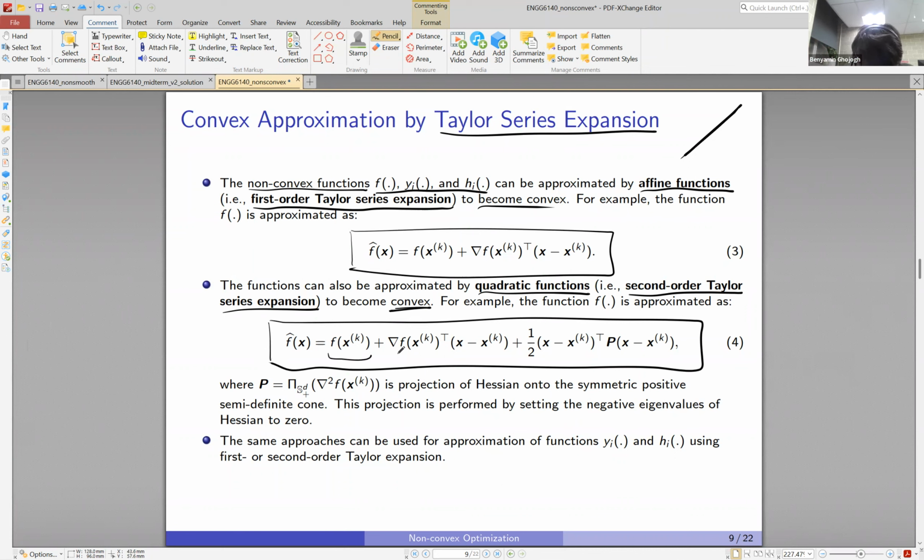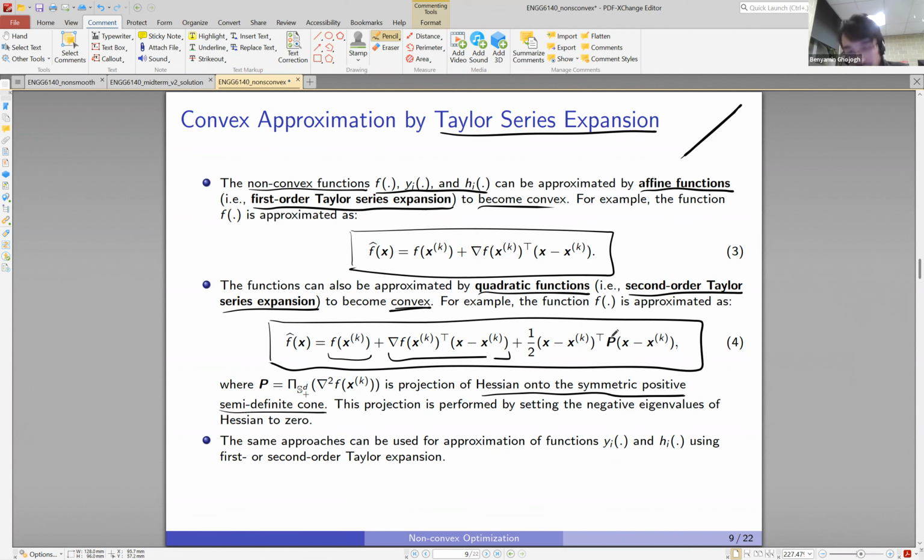So this f of xk and gradient of f at xk transpose times x minus xk, up to here, these two terms are the first order Taylor series expansion, but we will have a third term, which is the quadratic term for the second order Taylor series expansion. And what is P here? It's projection. Do you remember we had projection? We introduced that in the session about proximal methods, I think 3 sessions ago. So P is this projection of the Hessian onto the symmetric positive semi-definite cone.